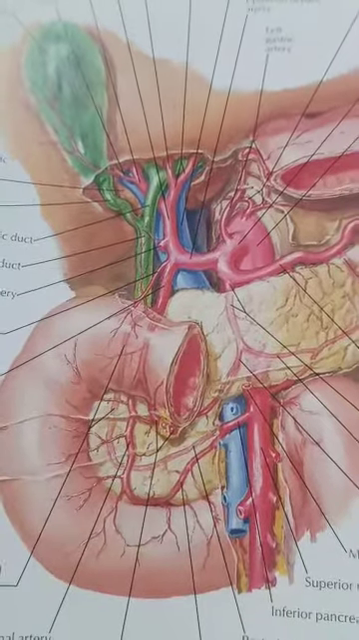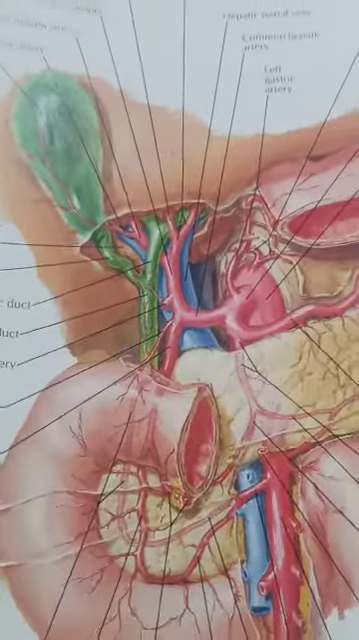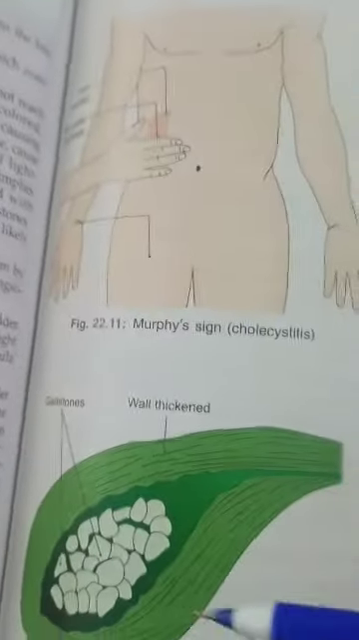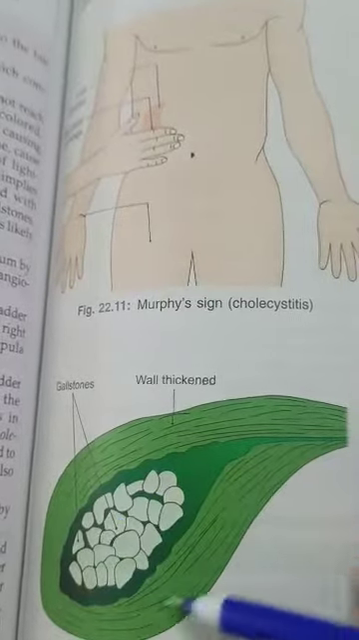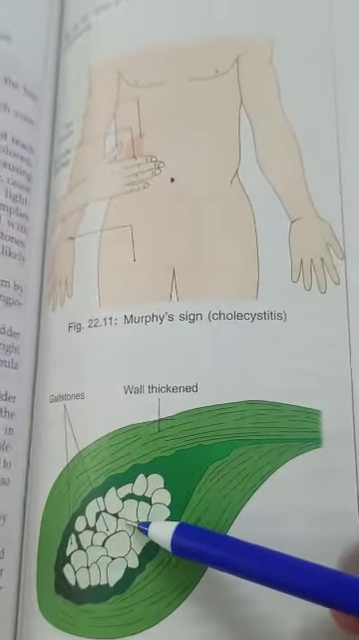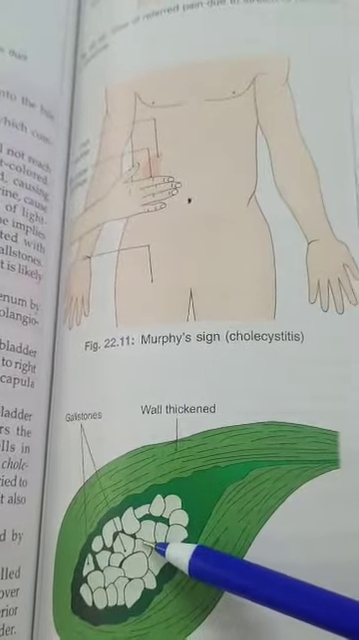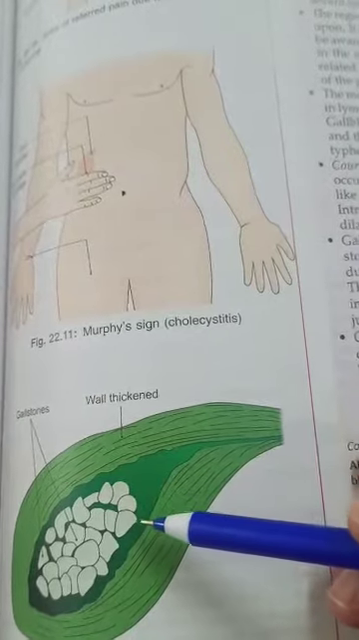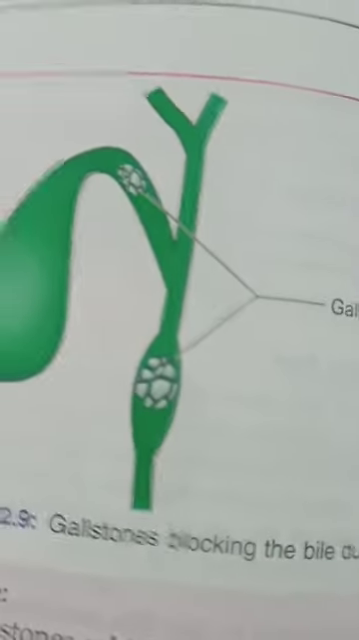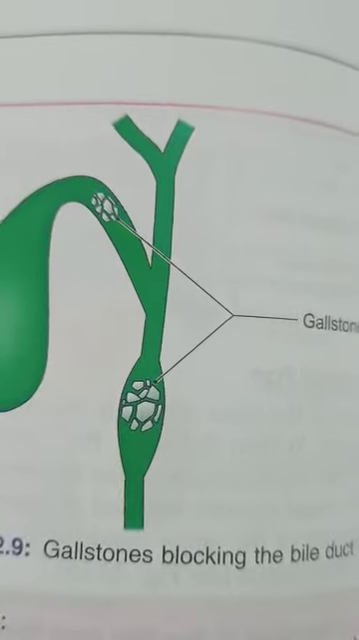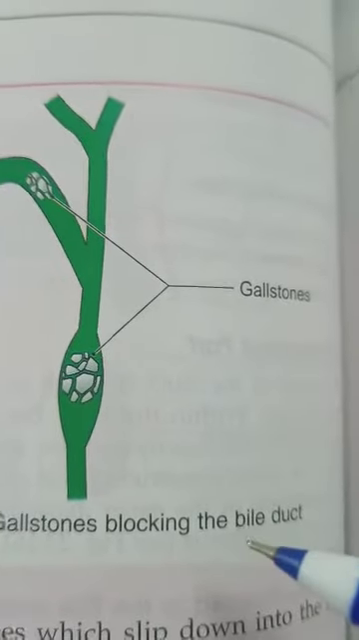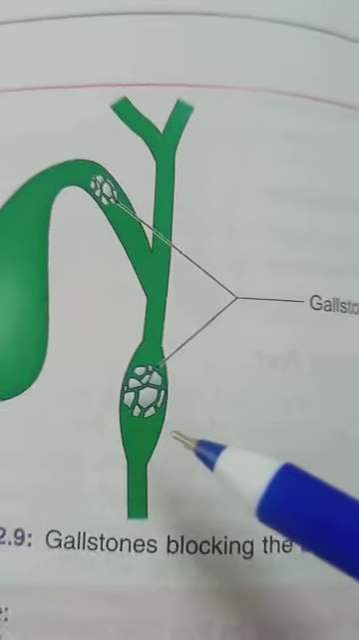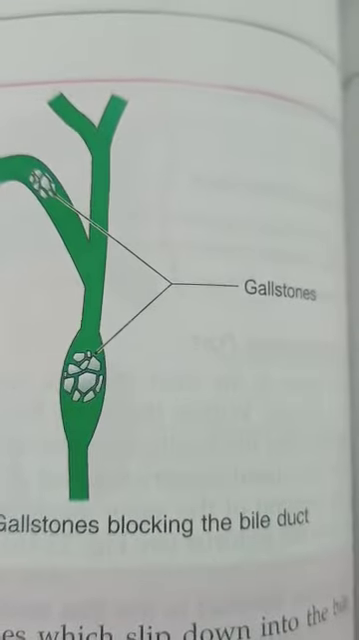Then the applied aspect, which is mainly gallstones. So this is a gallstone here. Here we can see our gallbladder, and inside the gallbladder gallstones can be seen. Gallstones are actually calcified stones inside the gallbladder and also the extrahepatic biliary apparatus. That condition is known as cholelithiasis, or gallstones.